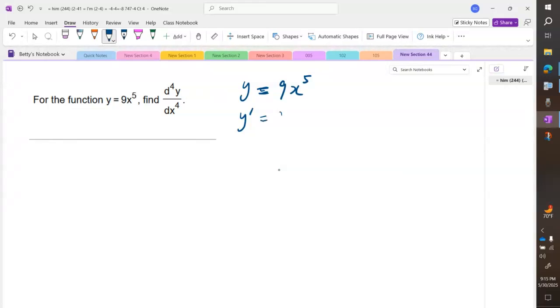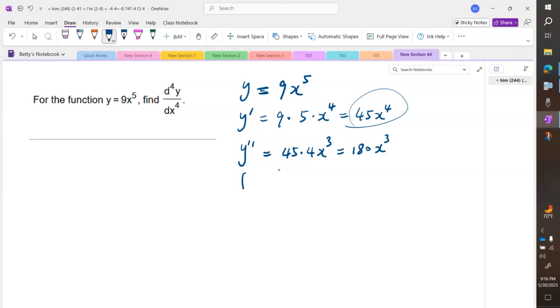Okay, first derivative, keep the constant coefficient. The derivative of x to the power 5 is 5 times x to the power 4th. And that gives 5 times 9, 45, x to the power 4th. That's the first derivative. And now we do the second derivative. The second derivative is the derivative of the function we just got, right? The first derivative. And keep the coefficient. The derivative of x to the power 4th is 4x to the power 3. 45 times 4 is 180, x cubed.